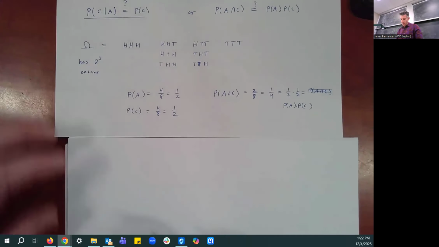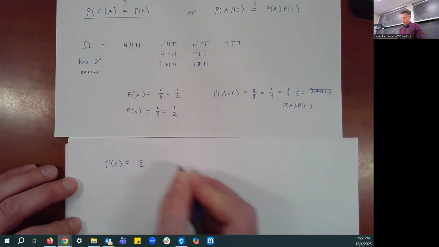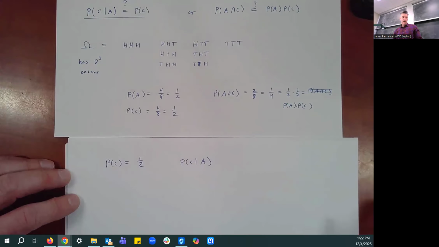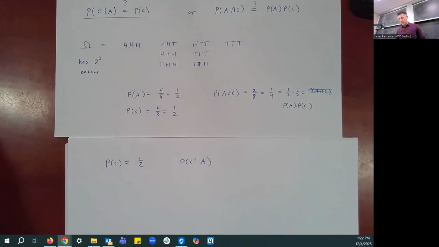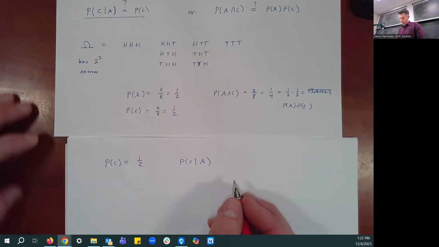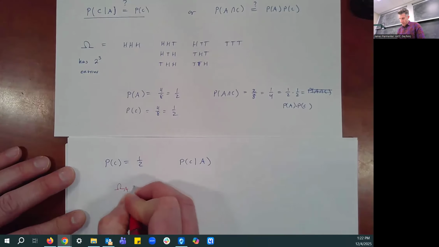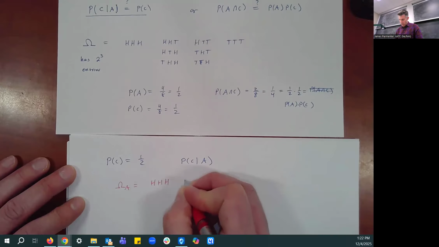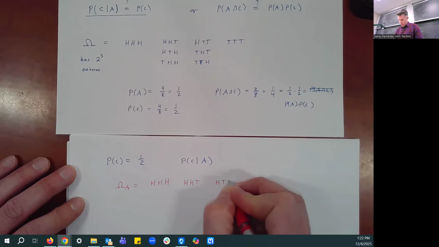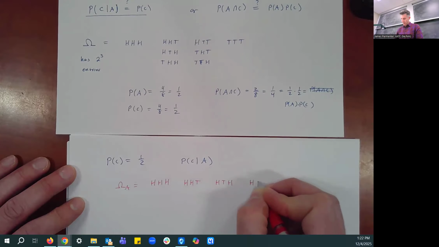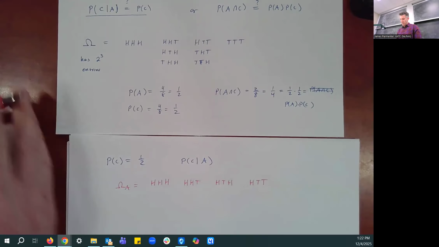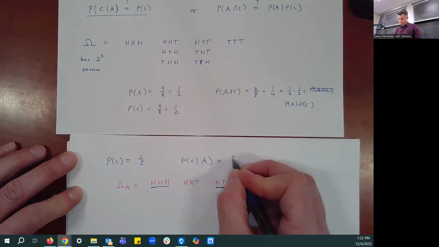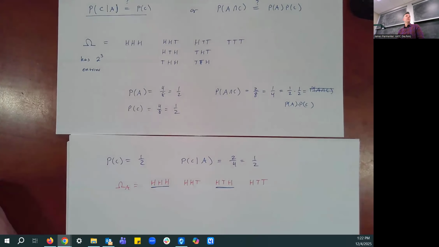So again, we know the probability of C is equal to 1/2. And the probability of C given A, well, let's see. If we look at C given A, let's look at our reduced sample space. Our omega A here is all the ones where we have an H first. So it's HHH, HHT, HTH, and HTT. So the probability of C given A, well, C is that the last was an H, so it's this one and this one. So the probability of C given A is 2 out of 4, which is 1/2. They're the same. That means they're independent.